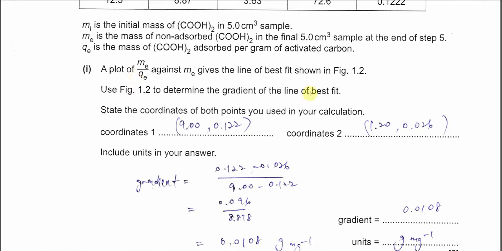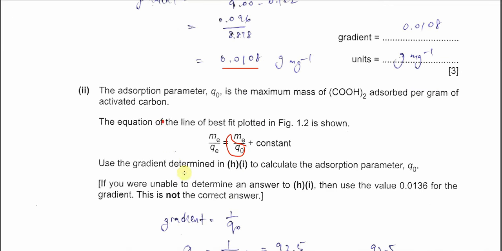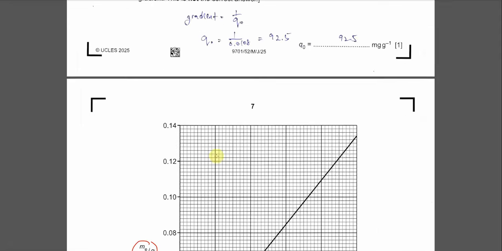Just use figure 1.2. Get two coordinates. Make sure the coordinates are as far apart as possible, covering at least more than half of the range. Then you just get the difference, delta y over delta x, to get the gradient. You should get roughly 0.0108 gram per milligram.